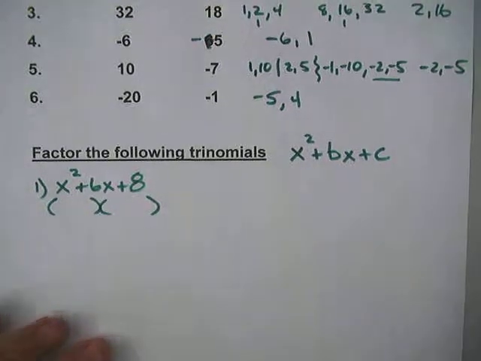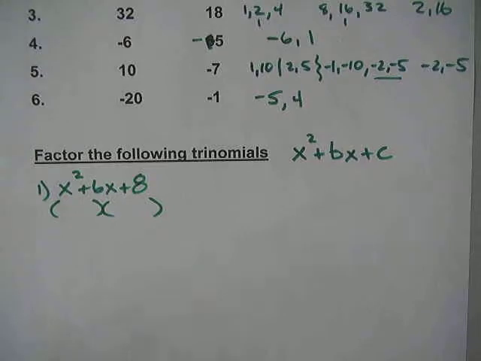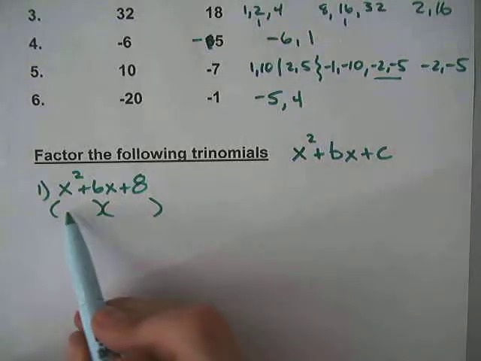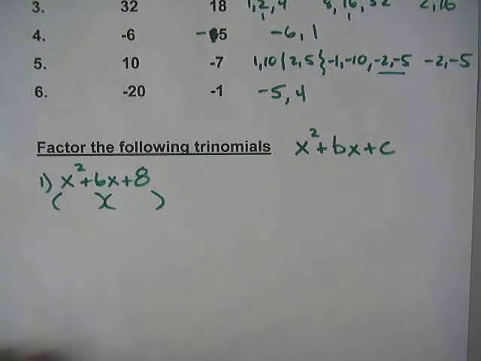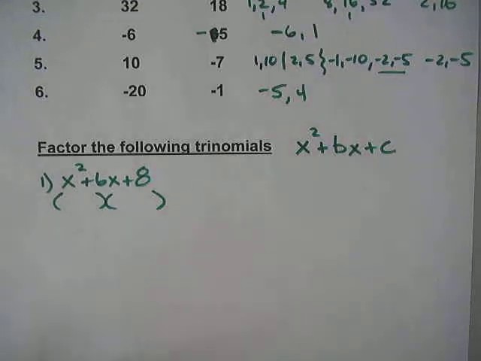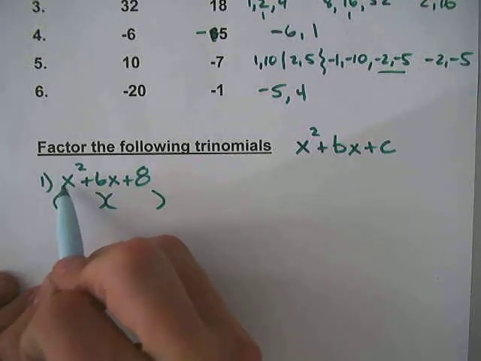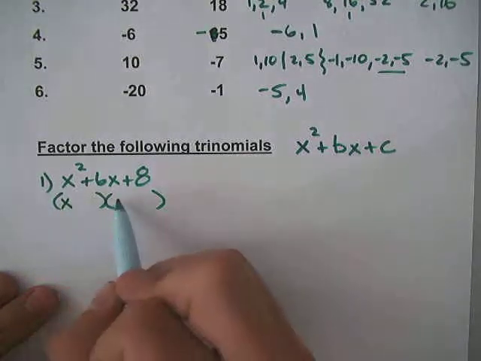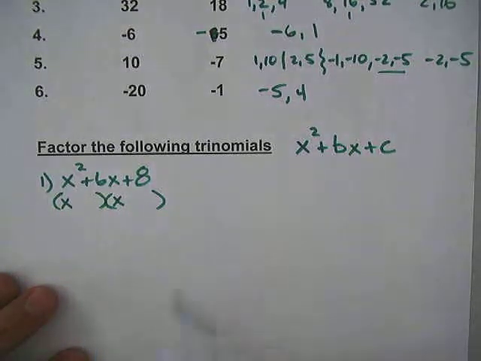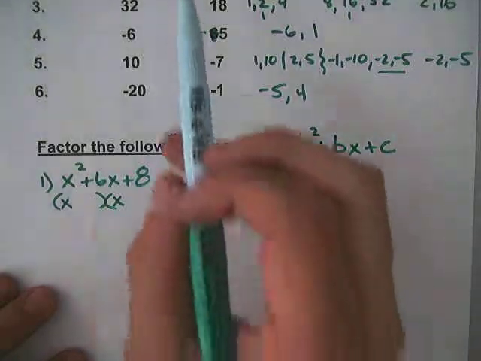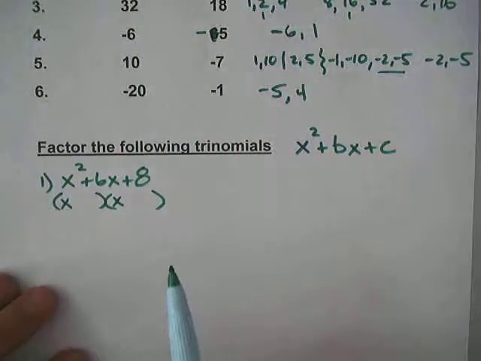We're going to start out by just simply putting up two sets of parentheses. Every one of these that we're going to do is going to break down to two different binomials. And for now, we're going to keep it real basic. In the first spot, we're going to use the factors of x squared. So the factors of x squared are just x and x.